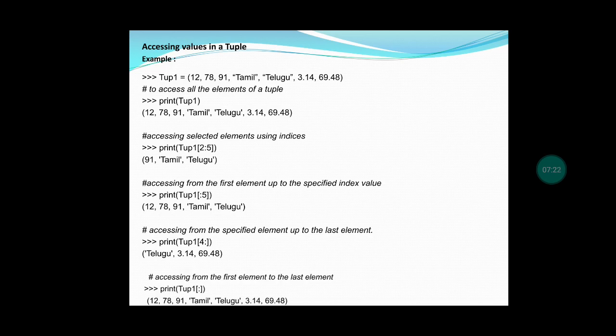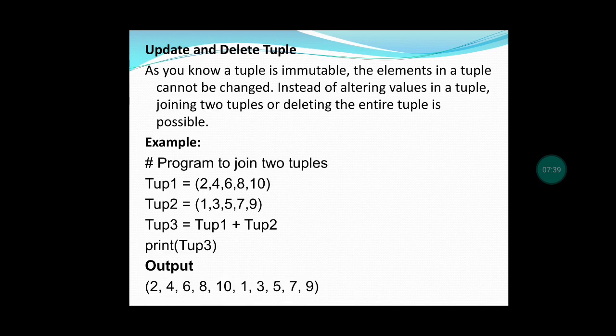Next example, accessing the first element to the last element, beginning to end. Just by giving the colon alone, it prints all the elements in the tuple. So by these examples you can clearly understand how to access the values in the tuple. And next we can update and delete the tuple.